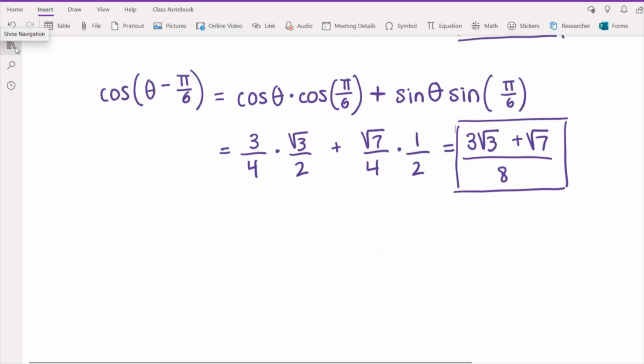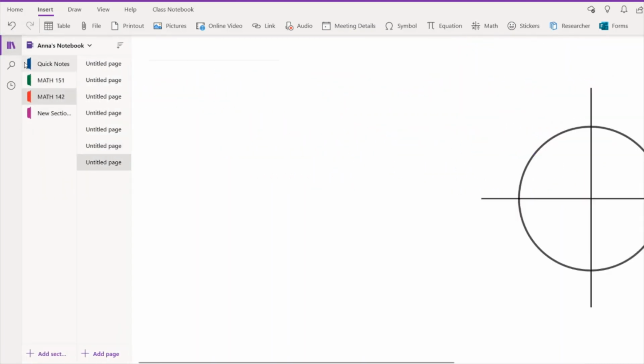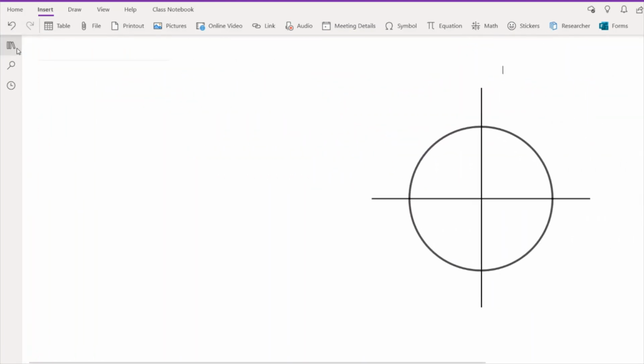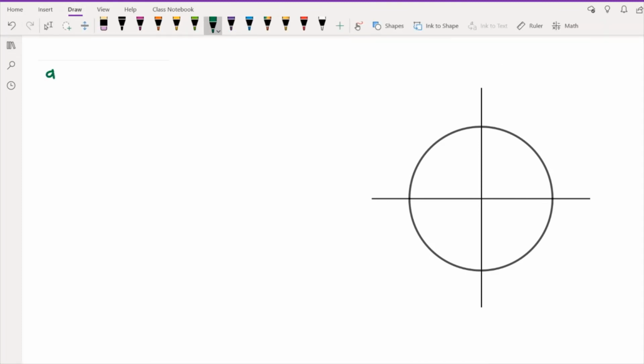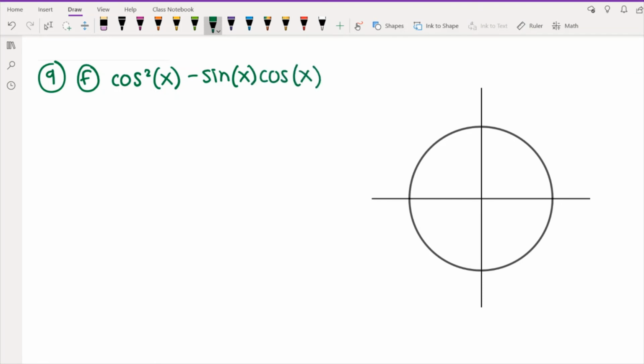All right, so the last thing we're going to do is some solving of trig equations, a few that people requested from part 9. The first one we're going to look at is 9f. So 9f says cosine squared of x minus sine of x times cosine of x is equal to 0. In this question, we're specifically trying to find all solutions between 0 and 2 pi.